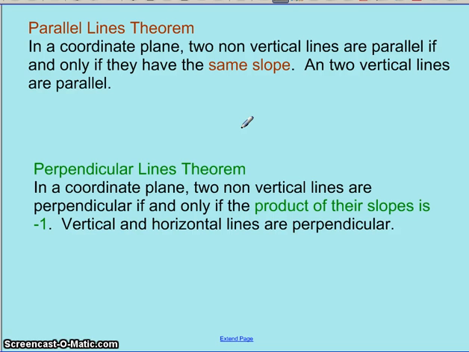Alright, next couple of things here are parallel lines theorem. In a coordinate plane, two non-vertical lines are parallel if and only if they have the same slopes. So if they have the same slopes, then they're going to be parallel. Perpendicular lines. Two non-vertical lines are perpendicular if and only if we multiply their slopes and it equals -1. So if they're negative reciprocals of each other. Horizontal and vertical lines are perpendicular to each other. So any horizontal and vertical line are perpendicular to each other.